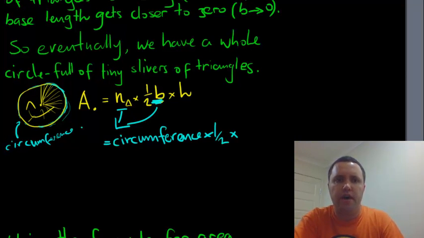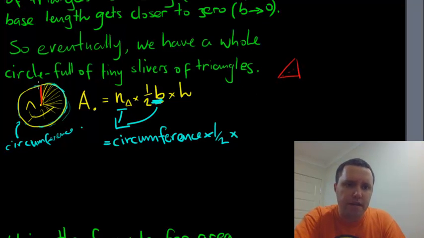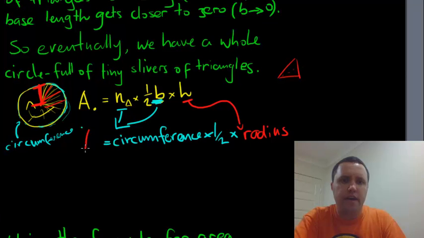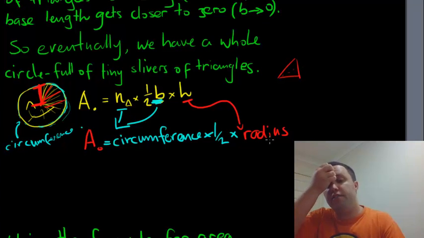times, now the height. Let's look at the height of these triangles. Before, when they were like this, the height was this piece up the middle, so it didn't extend all the way out to the edge of the circle. But now, because we have infinitely thin triangles, it extends all the way out to the edge. So what is this length here called? It's halfway across the circle. It's called the radius. So instead of calling it the height of the triangle, we can call it the radius. So now the area of our circle is equal to the circumference times half of the radius.